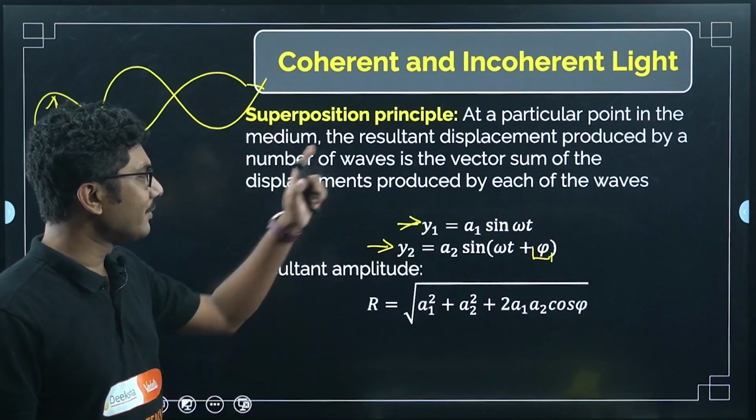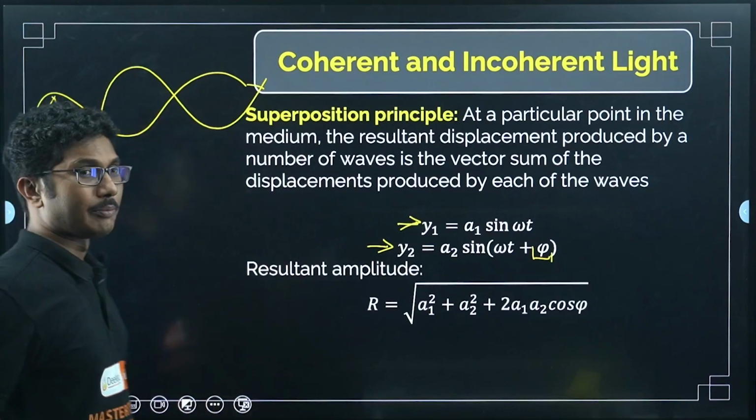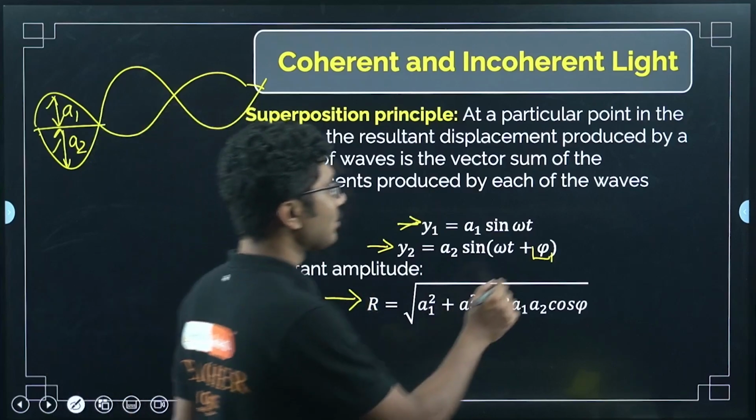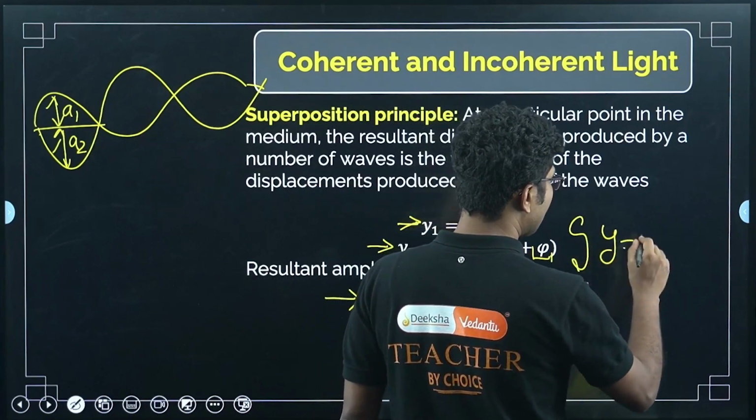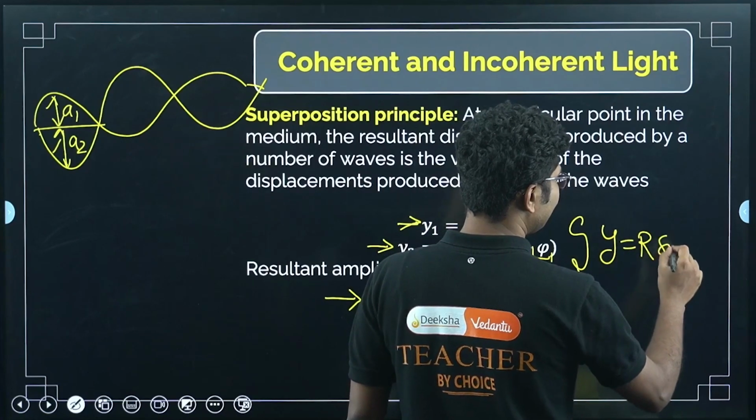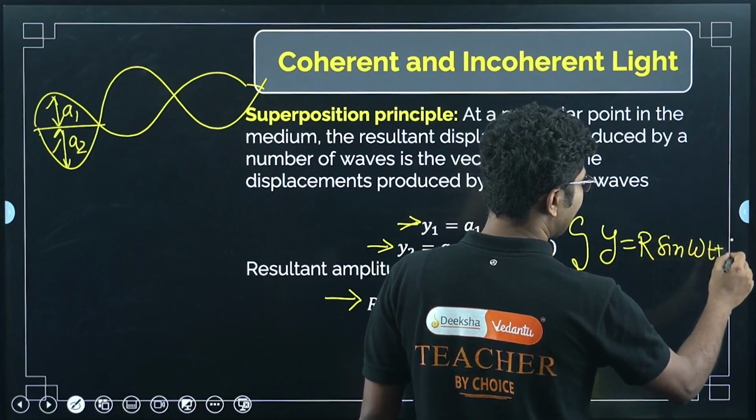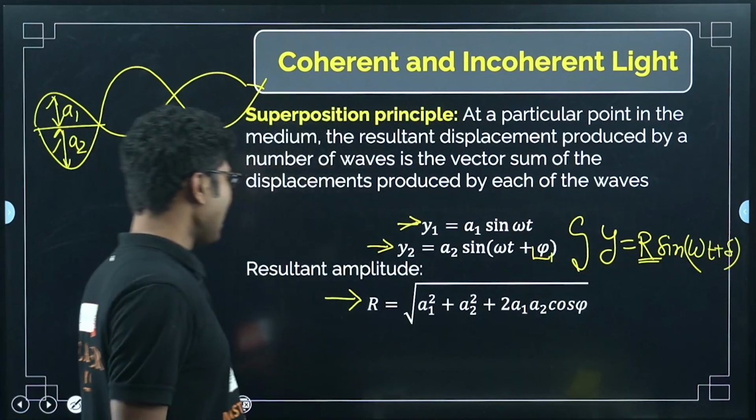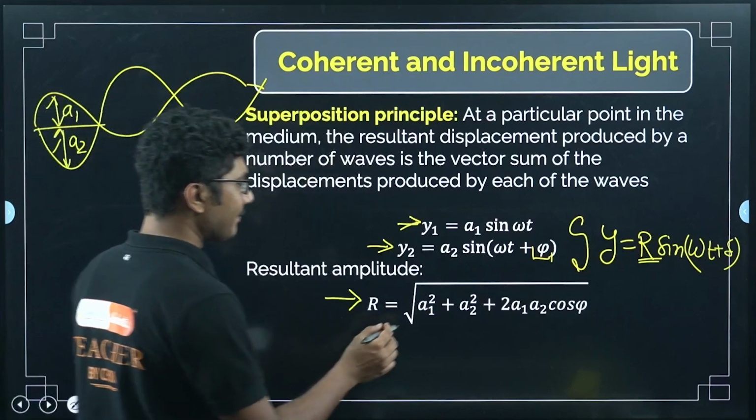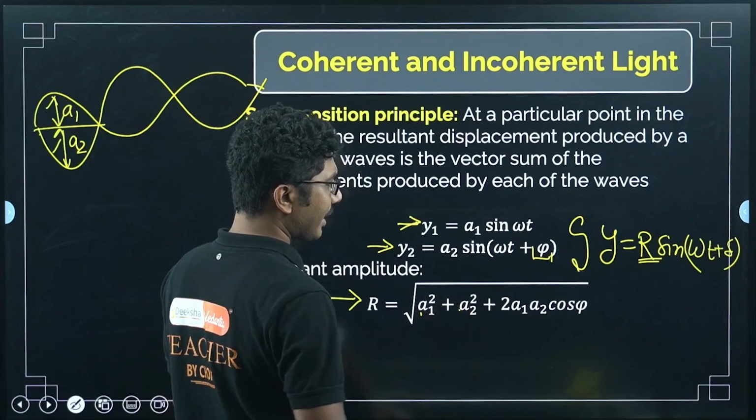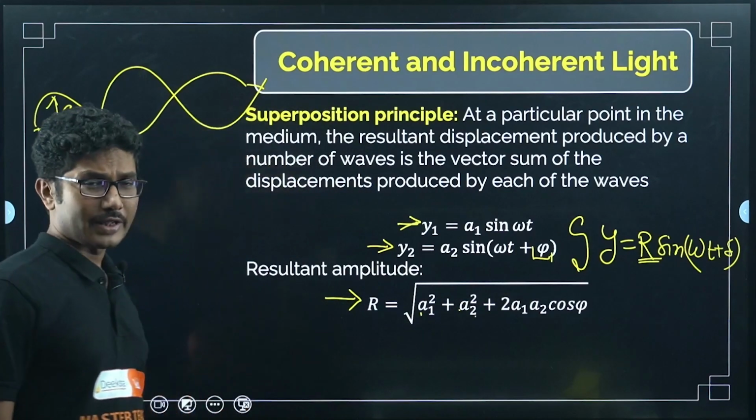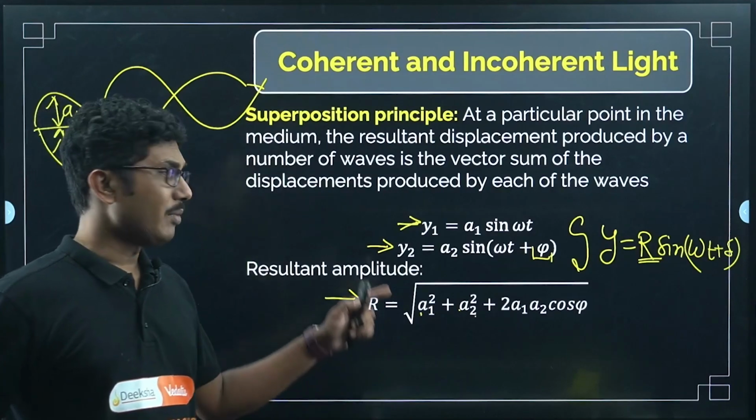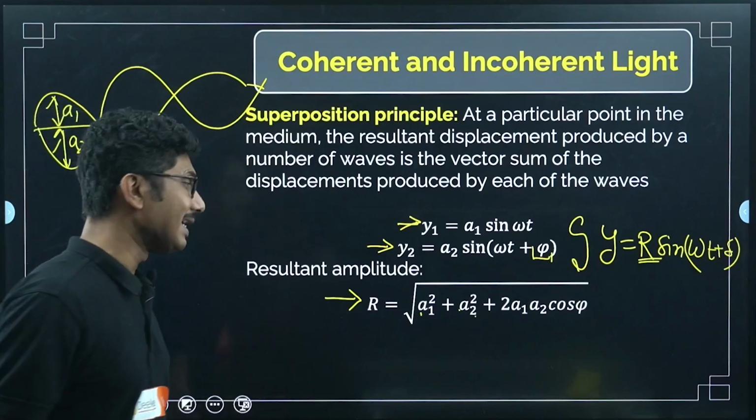So now what will happen if these two waves combine at some point? If you add them, there will be a wave called y is equal to r sin(omega t plus delta). Some value you will get. So this r value, the resultant amplitude, will be given by a1 square plus a2 square plus 2a1 a2 cos phi. Very important relations. Sometimes numerical, sometimes objective questions come from this, and this is also very important for JEE as well.